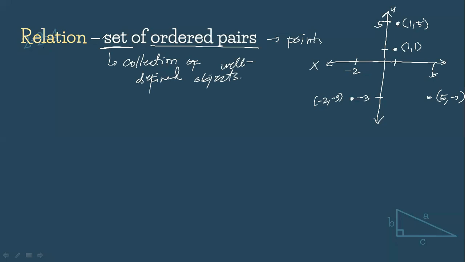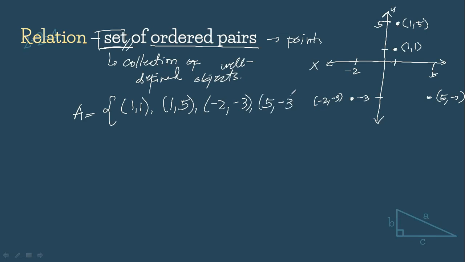So sabi po sa atin, a relation is the set daw po of ordered pairs. So these are the ordered pairs. So halimbawa, we have the set of these ordered pairs. So pwede natin halimbawa the relation A is equal. So, di ba po, kapag nagsusulat tayo ng set, ginagamitan po natin ng braces. So, the relation will be the set of (1, 1), (1, 5), (-2, -3), and (5, -3). So, this is a relation po.